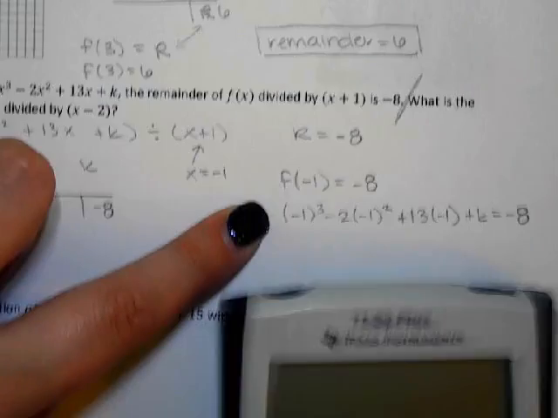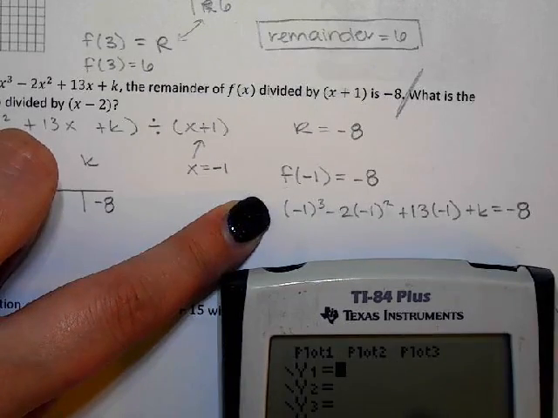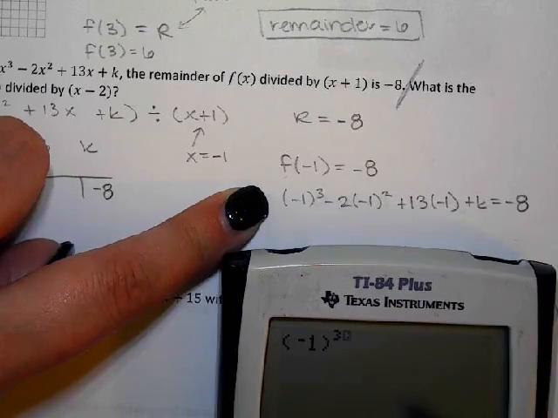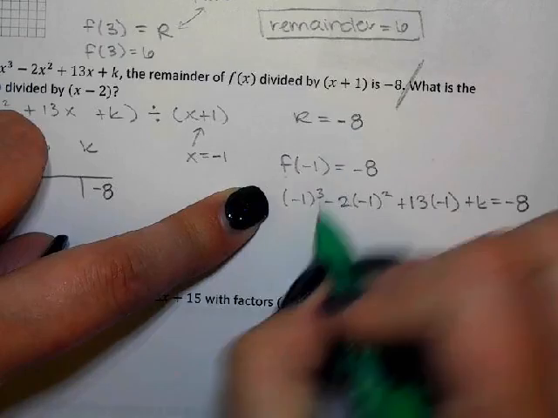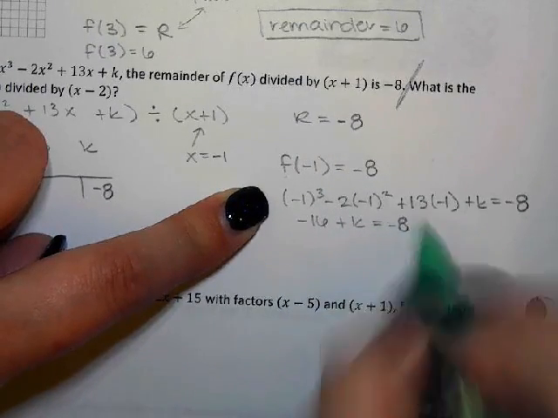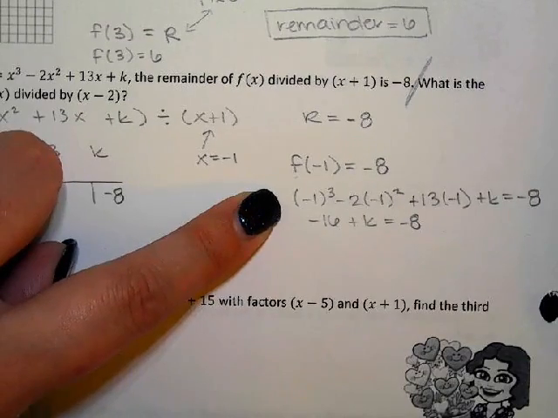So I'll go ahead and check what this equals. Negative 1 to the third minus 2 times negative 1 squared plus 13 times negative 1, that's negative 16. So I have negative 16 plus k equals negative 8. So how can I finish solving for k?